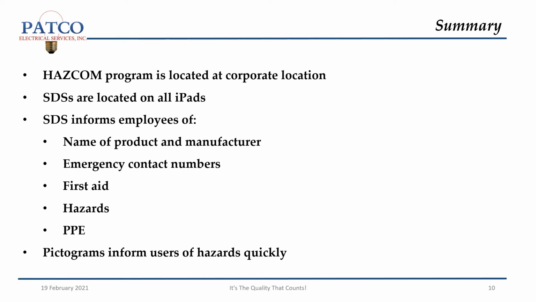The SDS informs employees of the name of the product and manufacturer, emergency contact numbers, first aid, hazards, and PPE. Always remember that the PPE section is very important. It's section 8 of the SDS. And the pictograms inform the users of hazards quickly.